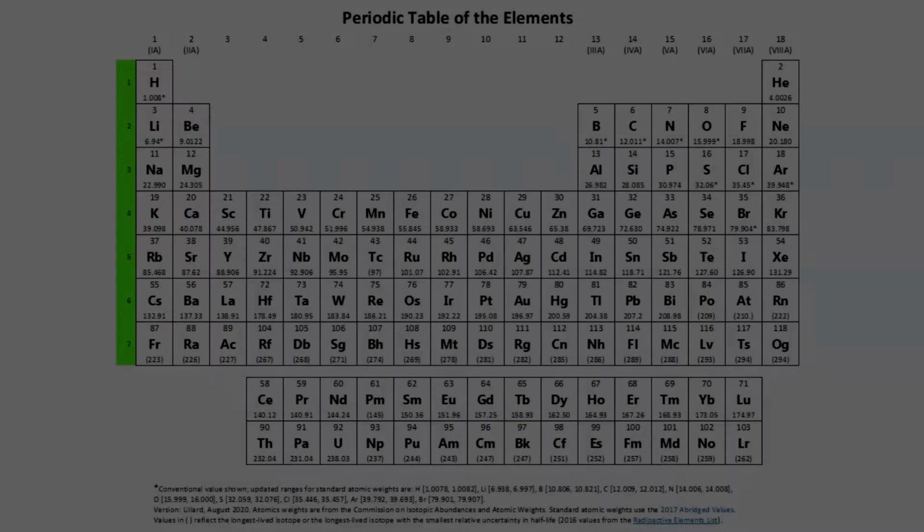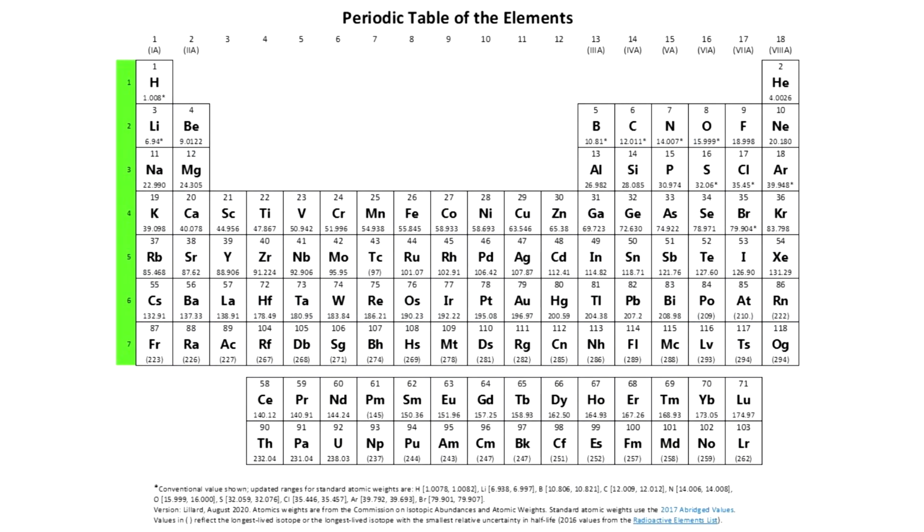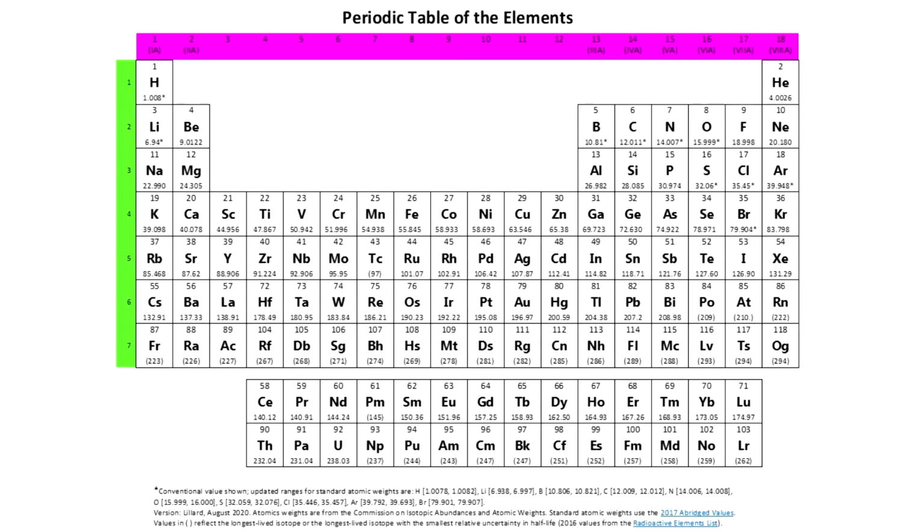The rows, which are numbered from 1 through 7, are called periods. We'll use these values more extensively when we talk about orbital diagrams and electron configurations, but for now, you can use them to help locate certain elements or regions. The columns, which are also numbered, are called groups.